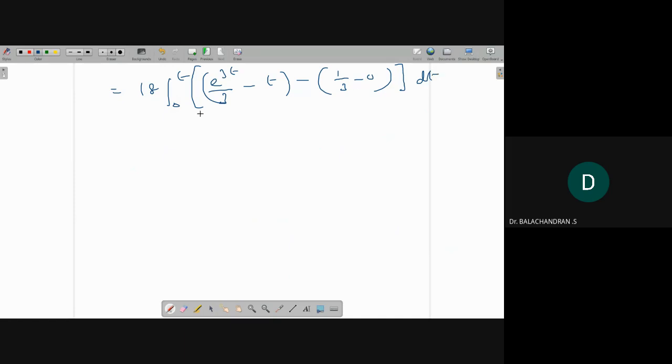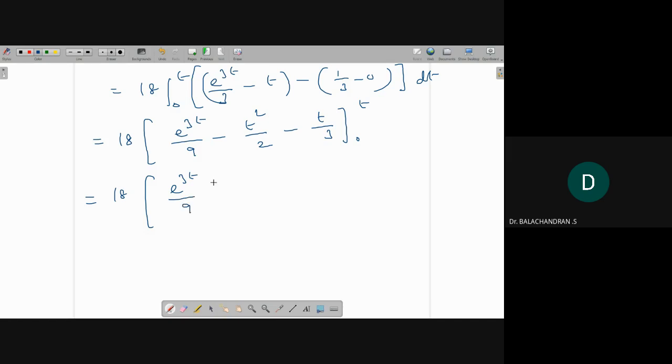Now again integrate with respect to t, you'll get 18 into e power 3t by 9 minus t square by 2 minus t by 3, limit from 0 to t. So 18, e power 3t by 9 minus t square by 2 minus t by 3. Upper limit is over, minus lower limit, which is 1/9 minus 0 minus 0.